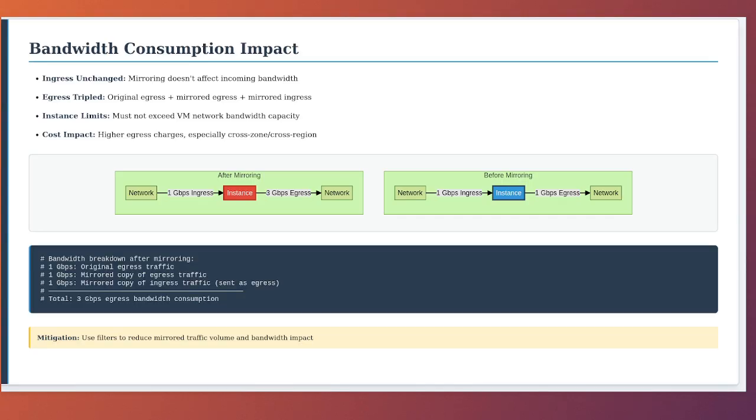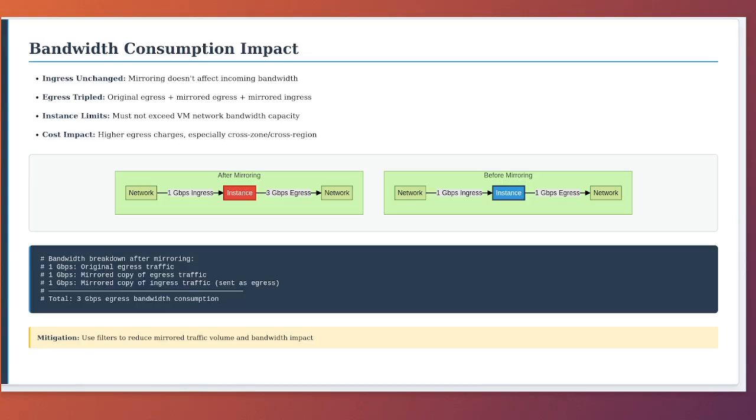The diagram illustrates the bandwidth impact with a concrete example. At the top, we see an instance before mirroring in its normal operating state. The arrow labeled 1 gigabits per second ingress shows incoming traffic to the instance, perhaps users accessing a web application or data being loaded into a database. The arrow labeled 1 gigabits per second egress shows outgoing traffic, maybe responses being sent to users or data being written to cloud storage. In this pre-mirroring state, the instance is handling a total of 2 gigabits per second of traffic, 1 gigabit in each direction.